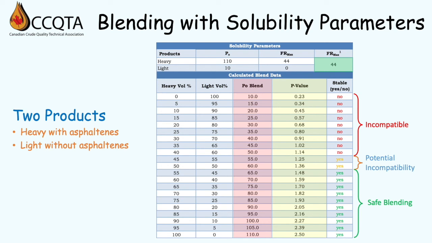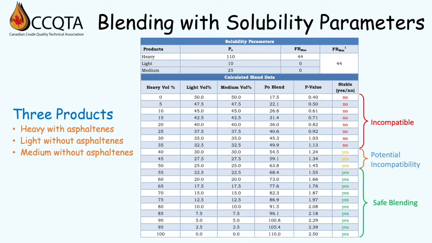The last thing to note about this data is the blending order. Starting blending with 100% of the heavy crude and then blending in light crude yields stable blends, in this case up to 50-50. However, that is not the case starting with 100% light crude and blending in heavy crude. In the heavy to light scenario, top down, immediately the blend is incompatible, so asphaltene precipitation will be at maximum.